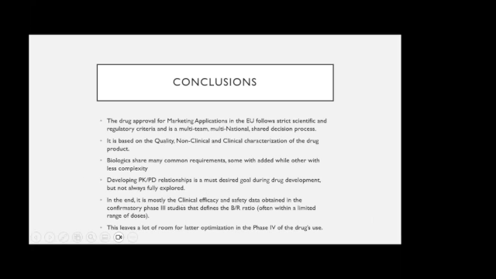In the end, it is mostly the clinical efficacy and safety data from confirmatory phase 3 studies that define the BR ratio, but this leaves a lot of room for later optimization in phase 4 of the drug's use, which is something that is also proposed by the ICH dose efficacy guideline.